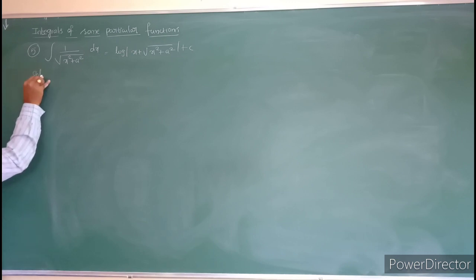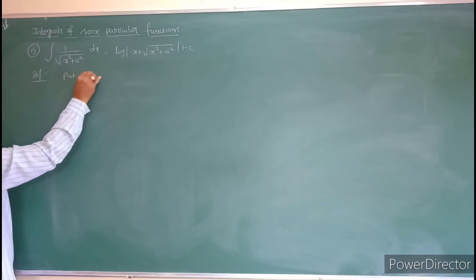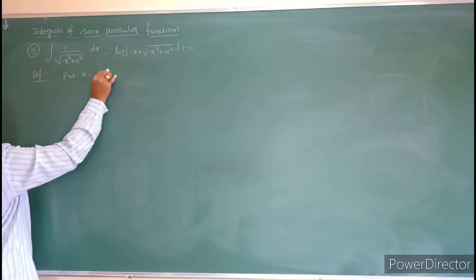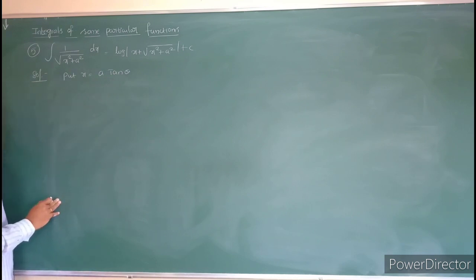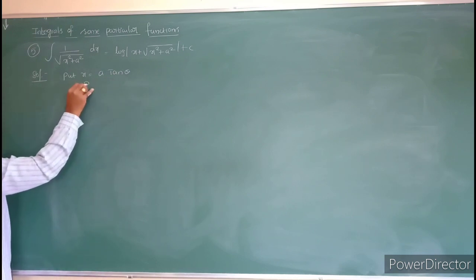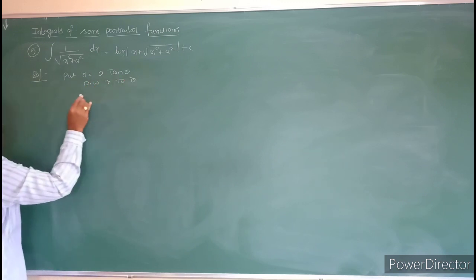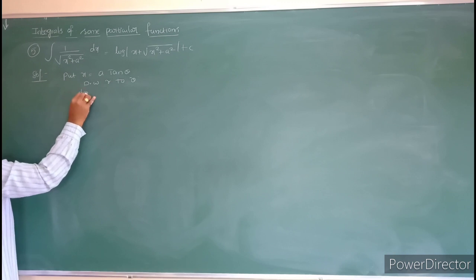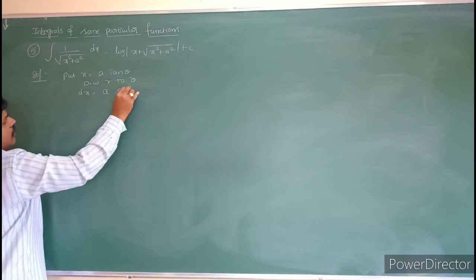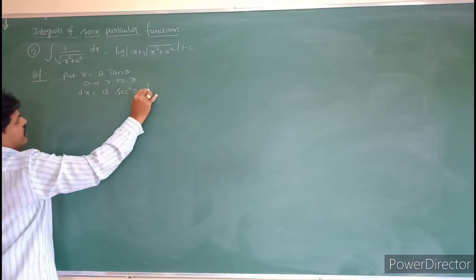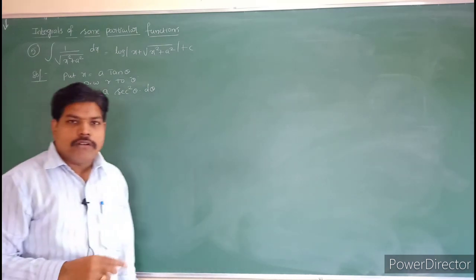So first, we will put x is equal to a tan theta. Differentiate with respect to theta: dx is equal to a into the derivative of tan theta, which is secant square theta into d theta.